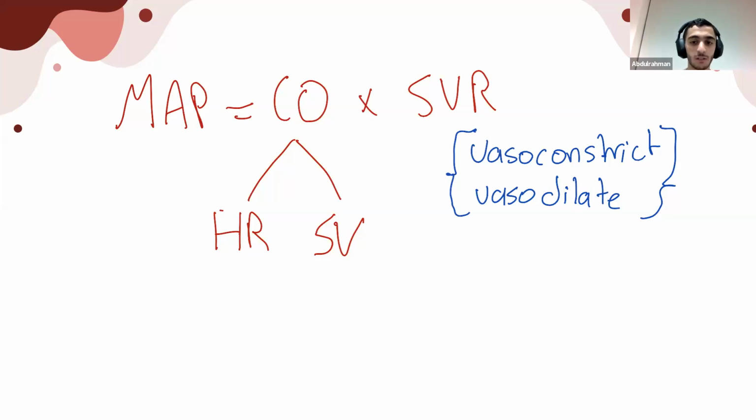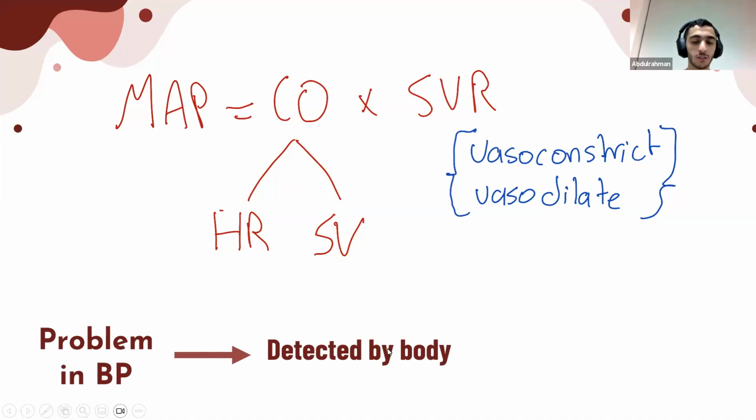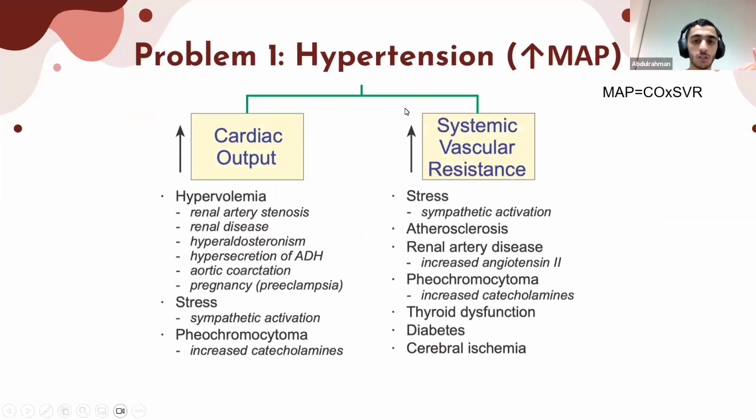But let's try to build a little bit on it and see how exactly it's going to change. Now, if there's a problem in blood pressure, what's going to happen? It's going to be detected by the body, whether it's an increase or a decrease, and then the body will try to correct it. Let's take an example. First one is where there is an increase in the blood pressure.